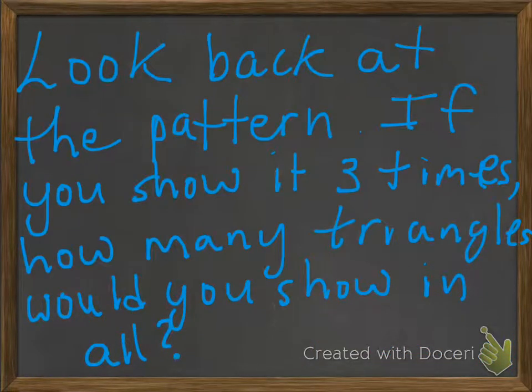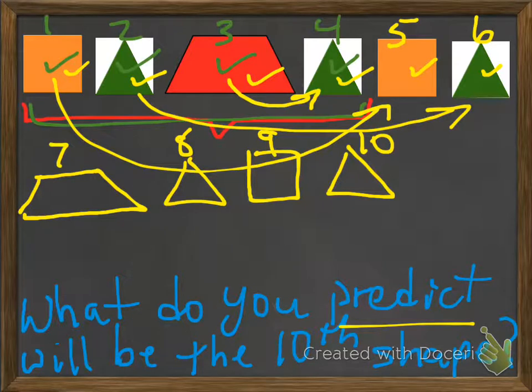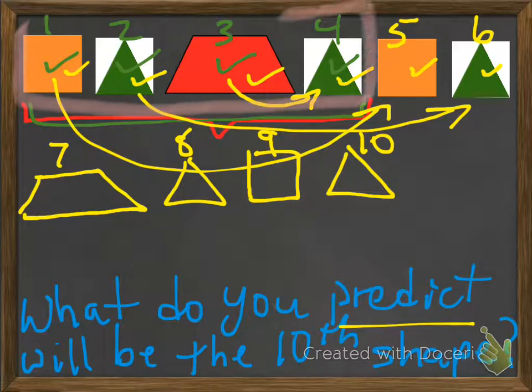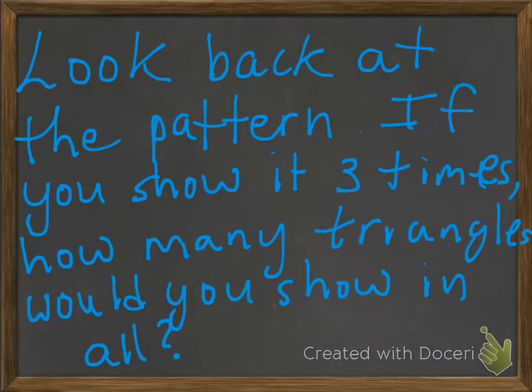Now, look back at the pattern. If you show it 3 times, how many triangles would you show in all? So take a look. If we go back to our original pattern, which is the main part right here, that's these 4. And that's our set pattern. But if you did that 3 times, how many triangles would you show? And that's the key here. So let's take a look. 3 times.